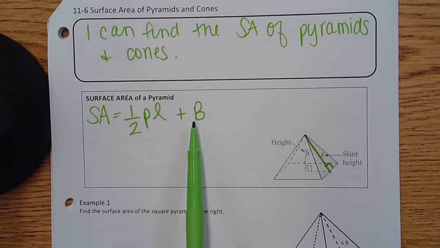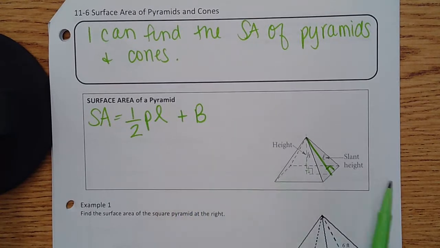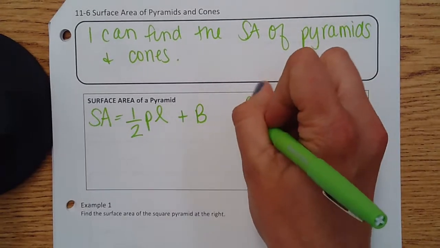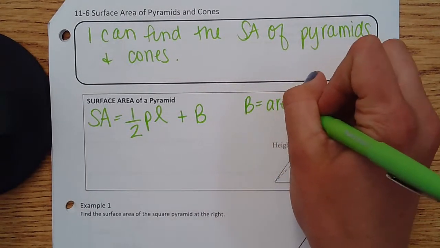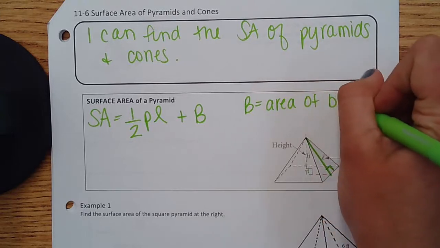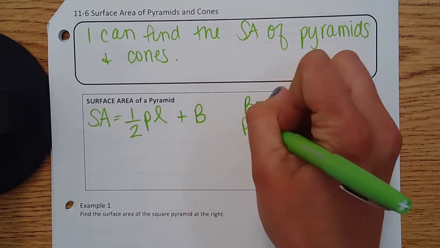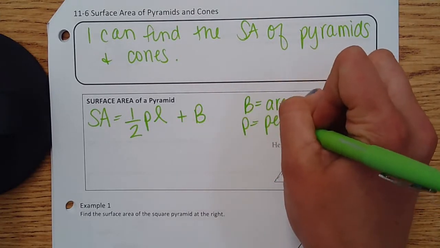Now, how does this differ from a prism? Well, now we don't have 2B because how many bases does this have? 1. So capital B stands for area of base. P equals perimeter of base.